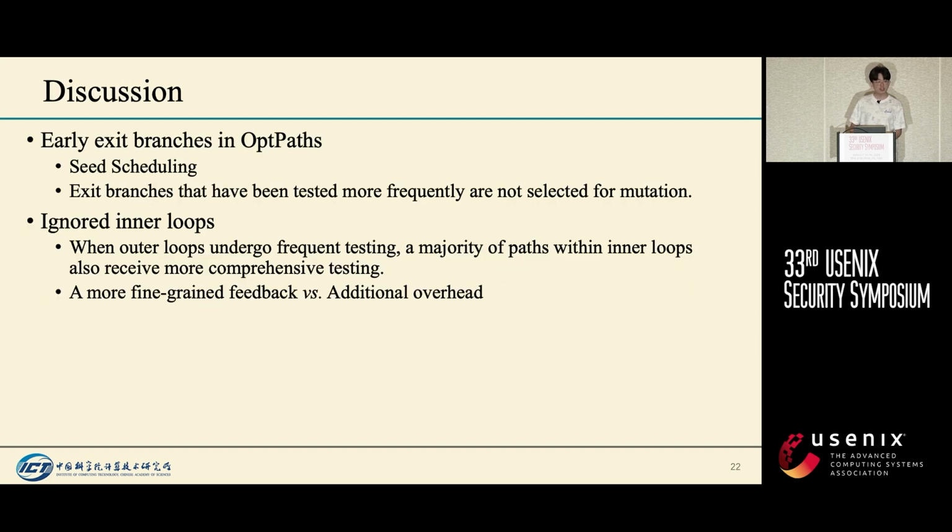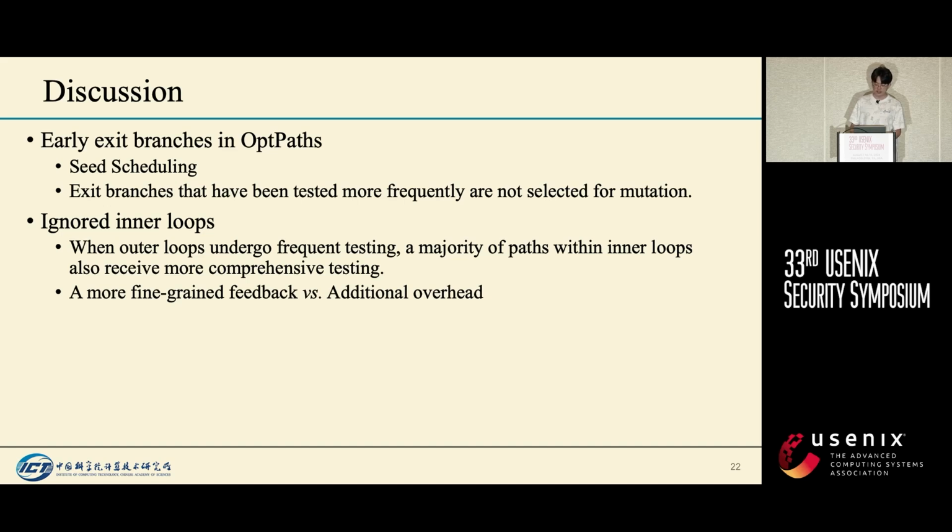First, there are early exit branches in OPT path. To mitigate this problem, we use a seed scheduling strategy. This strategy favors OPT paths that have been tested less, while exit branches that have been tested more are not selected for mutation. Another problem is that OPT path ignores nested inner loops.